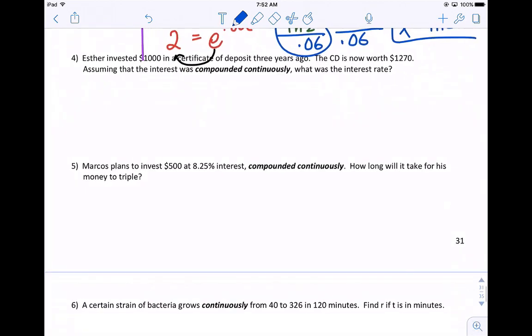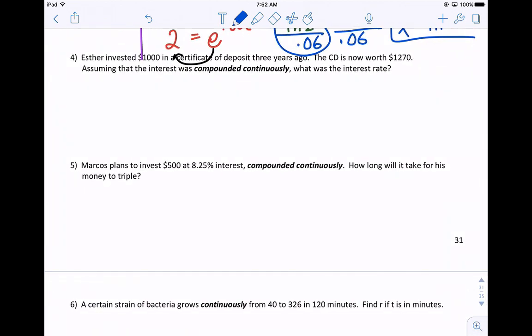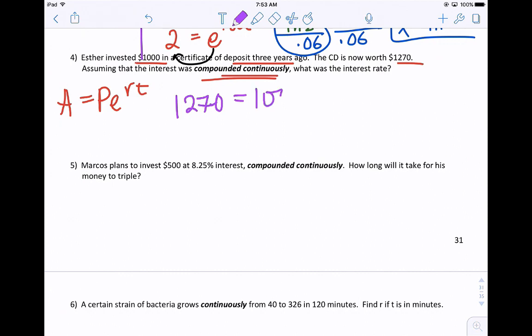All right, Esther invested $1,000 into a certificate of deposit. A CD is another way to save money. 3 years ago, the CD is now worth $1,270. Assuming the interest rate was compounded continuously, what was the interest rate? So again, we have A equals Pe to the rt. Okay, so we knew the amount after a certain number of years, 1270, equals our starting value, 1,000, e to the rate, we don't know the rate, but we knew the time, 3 years, so r times 3. All right, let's solve this.